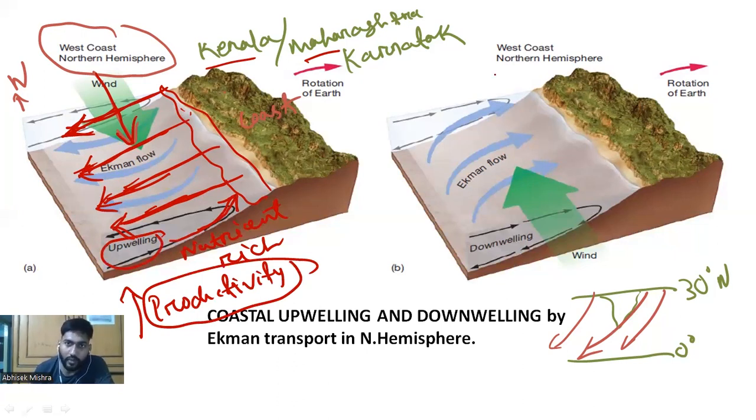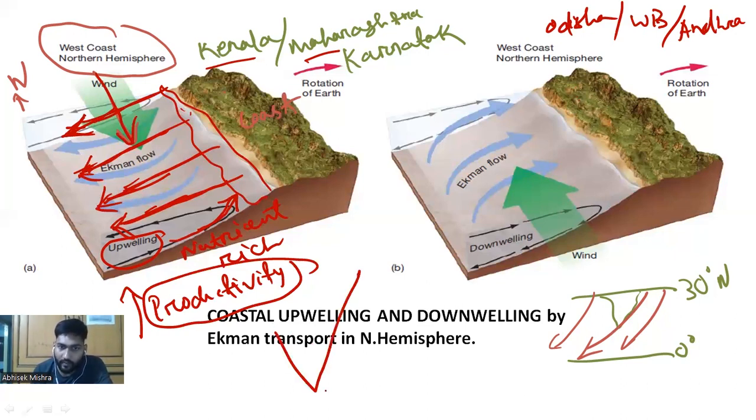If we talk about the eastern coast of the Indian subcontinent, like the Odisha coast, West Bengal coast, Andhra coast, we'll talk about the eastern coast of India. This is not the example of the eastern coast, but this is a wind from south to north. I will talk about the Odisha, West Bengal and Andhra coast, which is the eastern coast of India. Here also the wind is the same, this tropical wind, the trade wind. The wind is moving from north to south, which is the northeast trade wind.